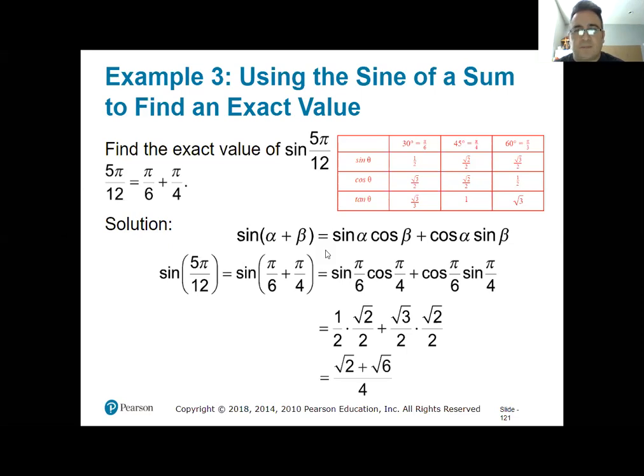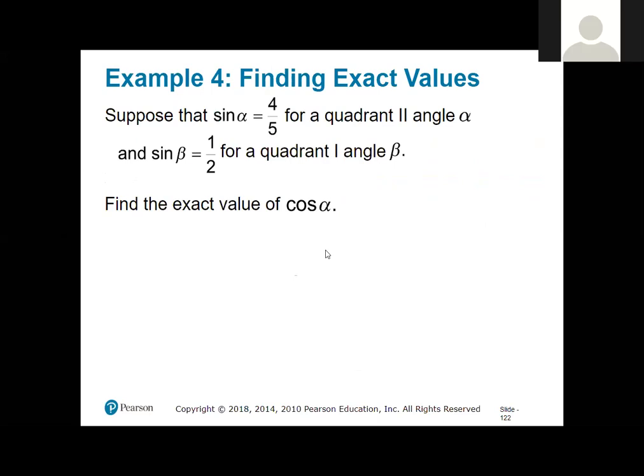All right, let's go to the next one. It says, suppose that sine of alpha equals 4 over 5 for a quadrant 2 angle alpha, and sine beta equals 1/2 for a quadrant 1 angle beta, okay? The rest, there's a few more problems that are going to refer back to this statement. So if you just want to write this statement and call the problems A, B, and C, I think there might be three after this, you can do it that way. It says find the exact value of cosine of alpha, right? So that's your problem.